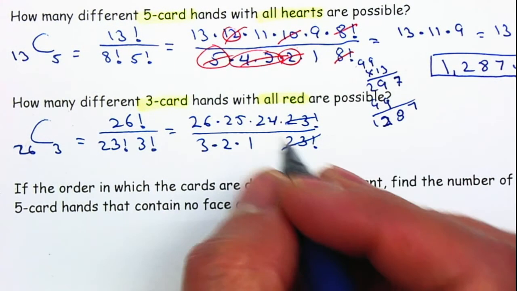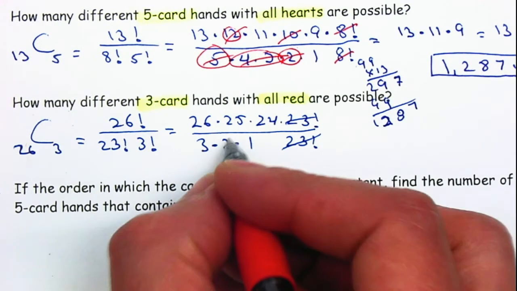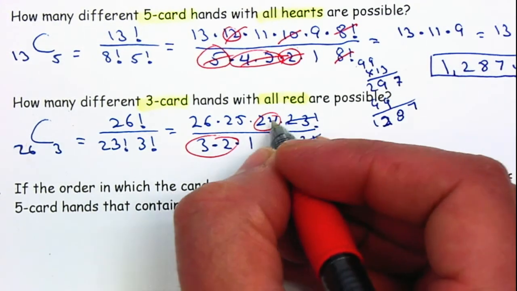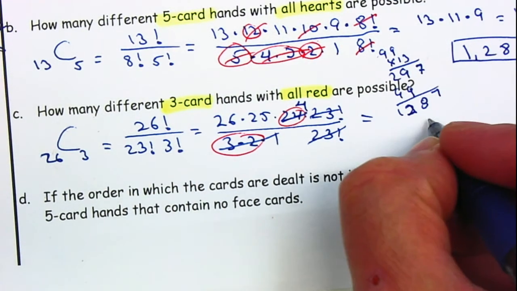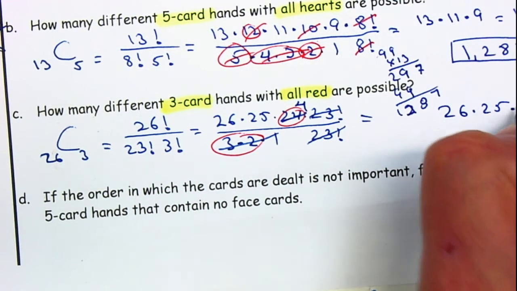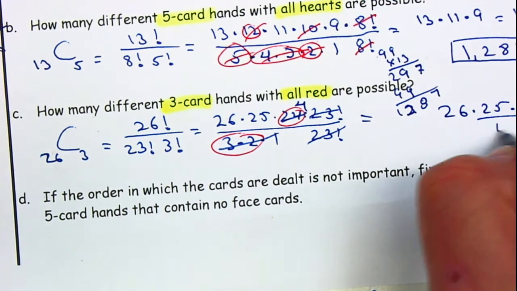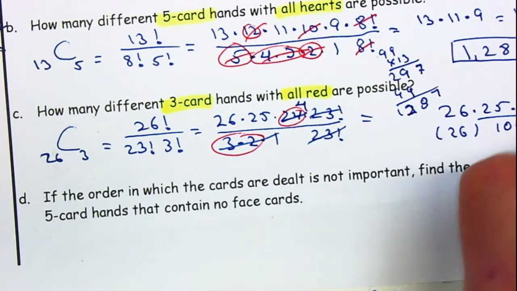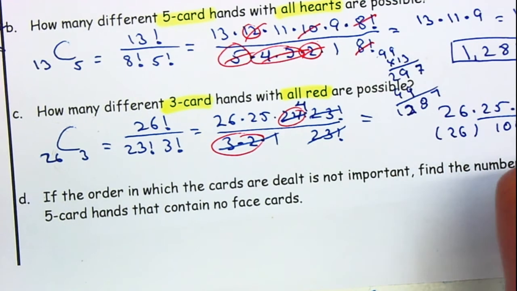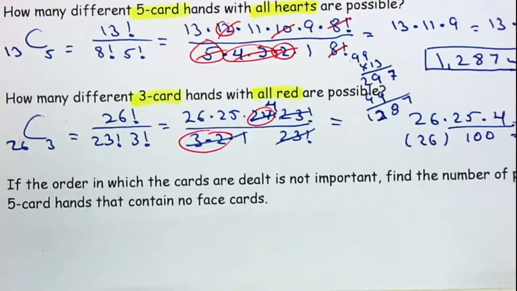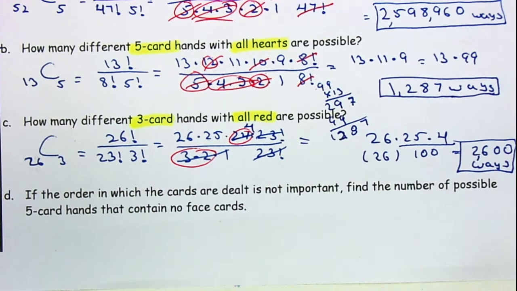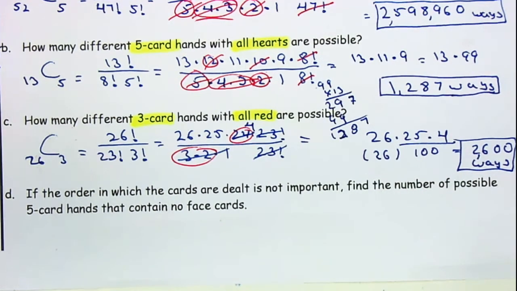2 times 1. Now I'm going to cancel 3 times 2, which is 6, and reduce it with the 24. That gives me 4. So it'll be 26 times 25 times 4. That'll give me 100 multiplied by 26, and so it'll be 2,600. There are 2,600 ways that you can select 3 cards that are all red.